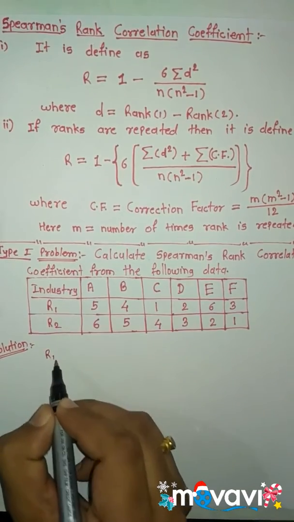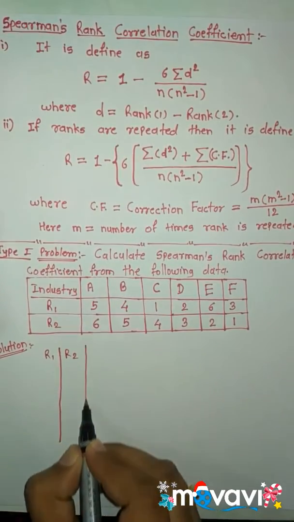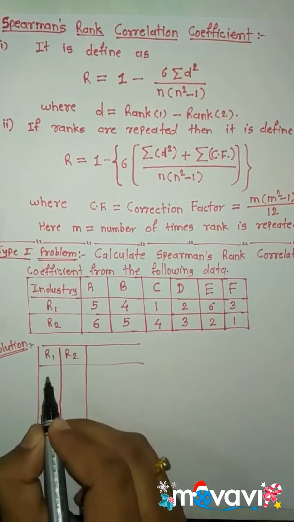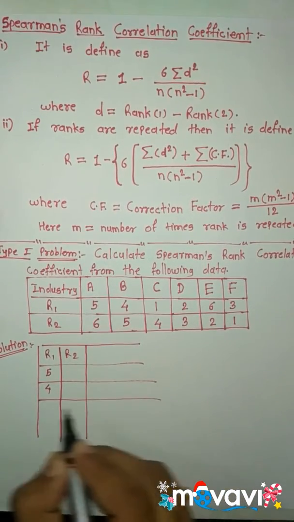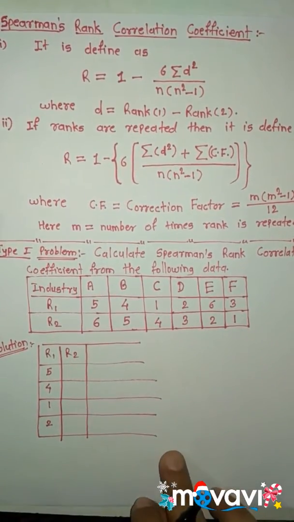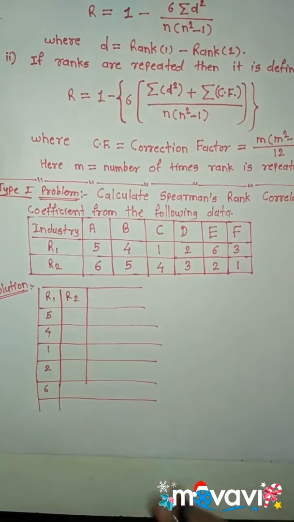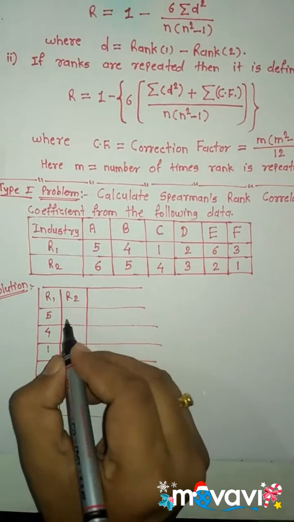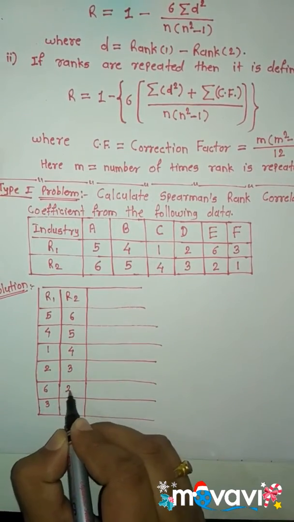So R1 means rank of first judge, then R2 second ranks. 5, 4, 1, 2, 6, 3, then second ranks 6, 5, 4, 3, 2, 1.